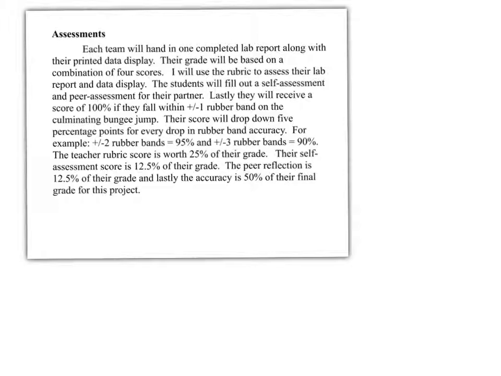And the last part of their grade would be their accuracy, which they fall within when they drop Barbie off of the back of the bleachers. If they're within one rubber band plus or minus, I would give them 100% for that portion of their grade, and then it just drops by 5% from there on out if they are off by more rubber bands than that.